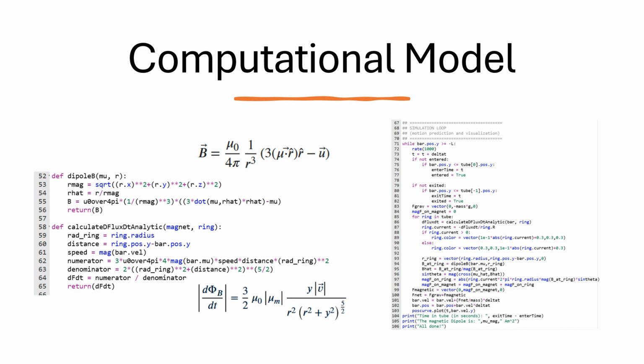I briefly showed it at the start of this presentation, but we're going to input that here to calculate the change in flux. And then also we're going to iterate as the magnet goes through the loop, and you'll see the time it takes and the magnetic dipole output at the end, which is here.